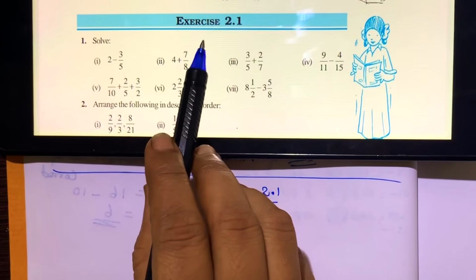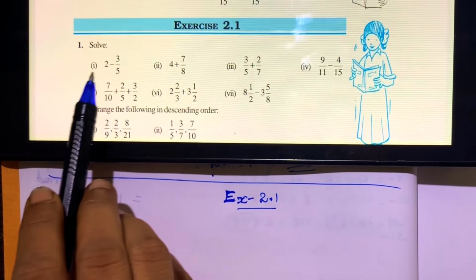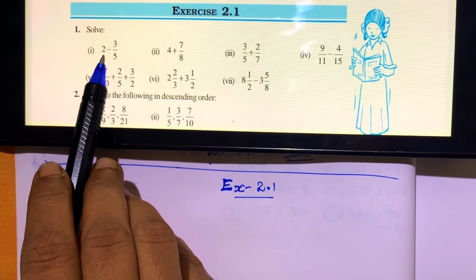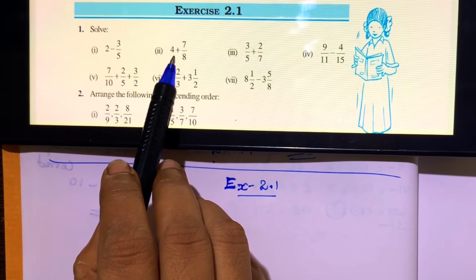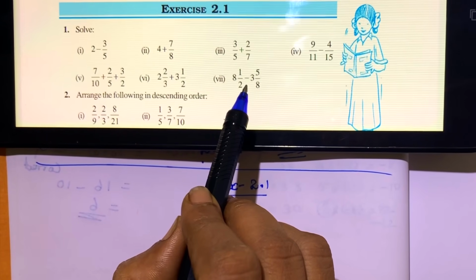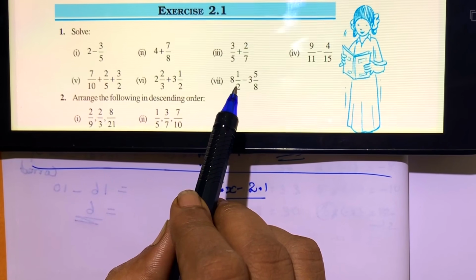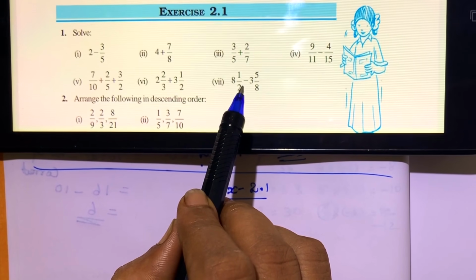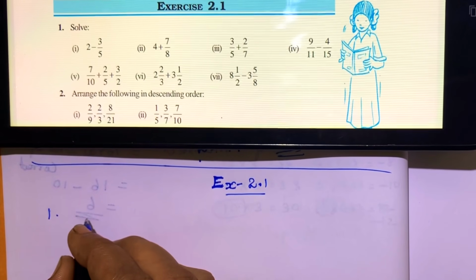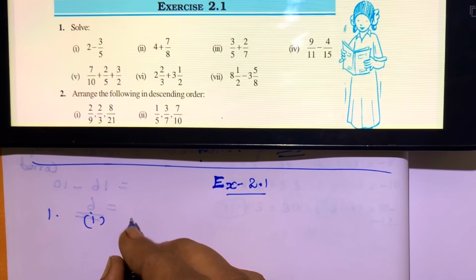Now exercise 2.1, solve. Here they have given 2 minus 3 by 5. So the operation is minus. See the next sum, the operation is plus. Here plus and minus and all are there. So I will do a few sums for you, 1 or 2 sums. The remaining sums you have to try. So first sum I will do for you.